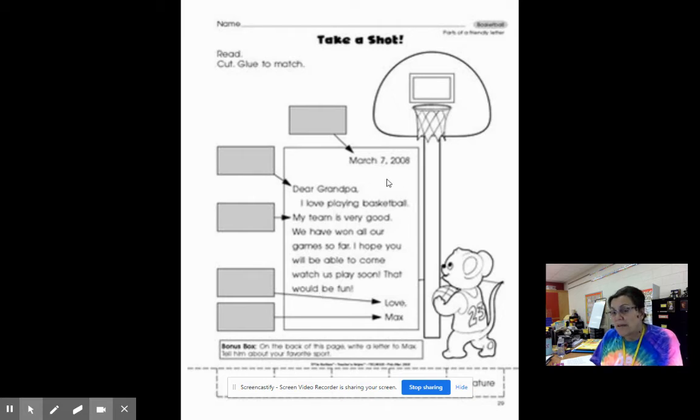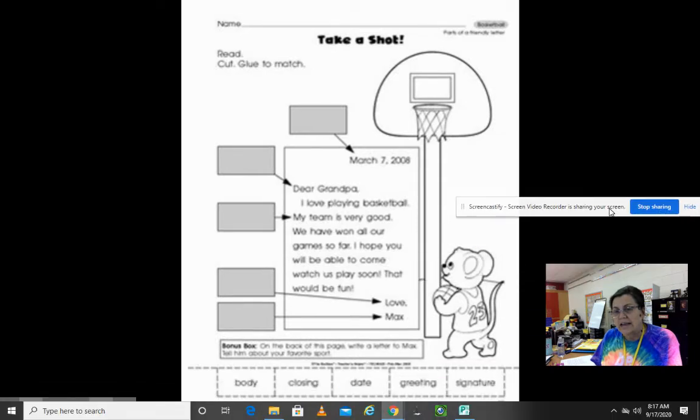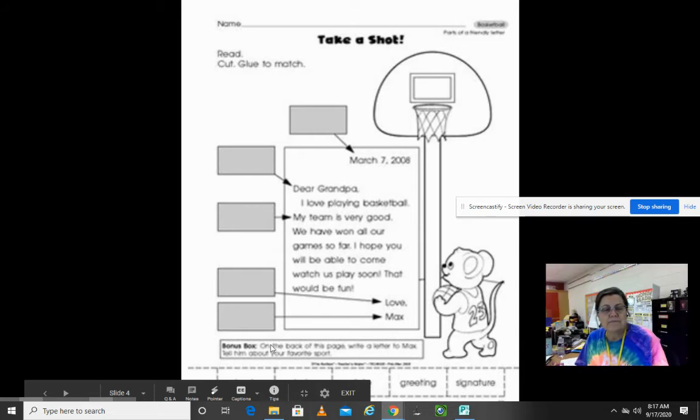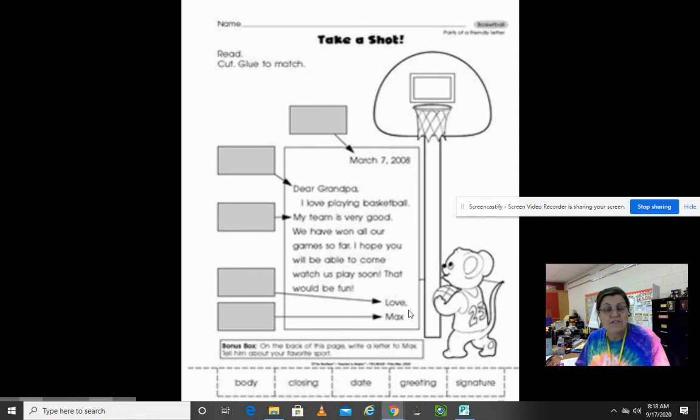Do you know what that part is? If you had to do this page, would you be able to cut out and we have, let's see, it's not going to let me, there it is. Every time I go down, the body, the heading, the greeting, the closing.